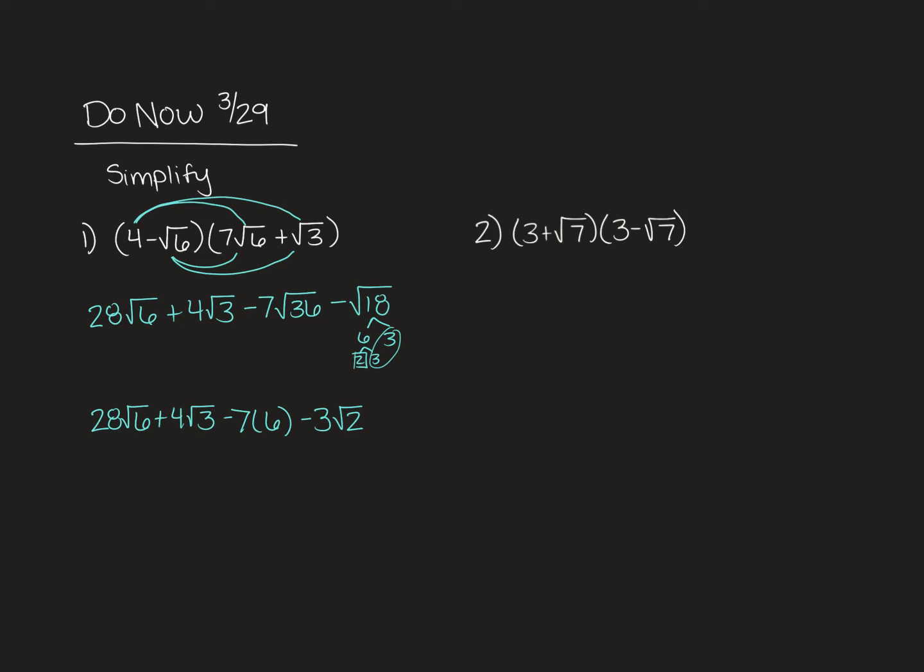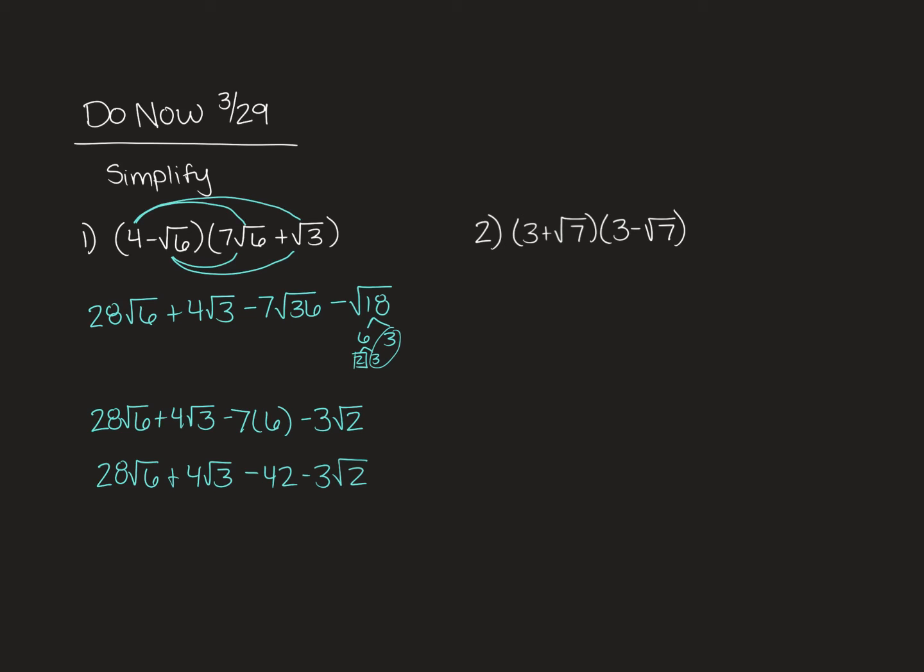So see if you can combine any radicals. Our radicals are square root of 6, square root of 3, and square root of 2. Nothing is the same. The only thing we can simplify is 7 times 6. So we will get 28 square root of 6 plus 4 square root of 3 minus 42 minus 3 square root of 2. That's your final answer.